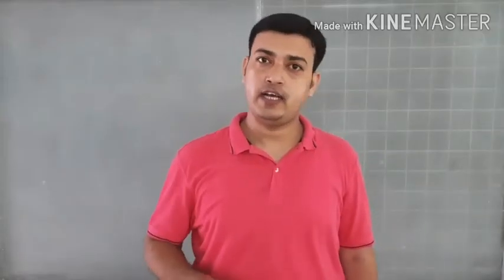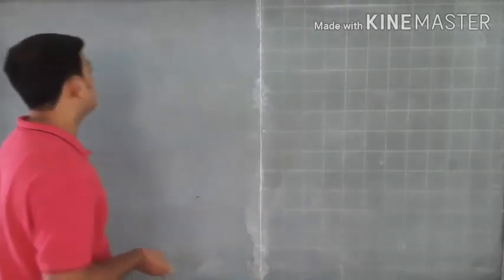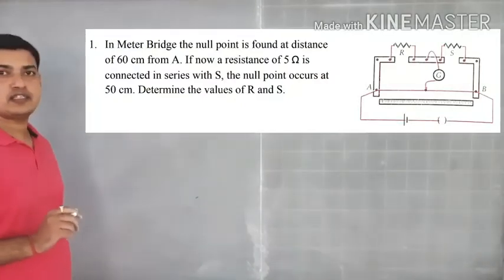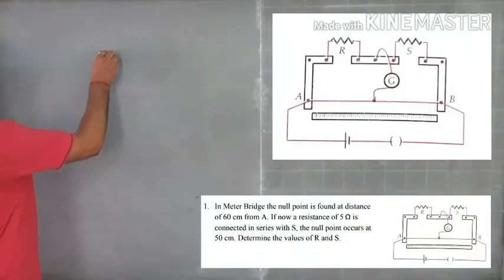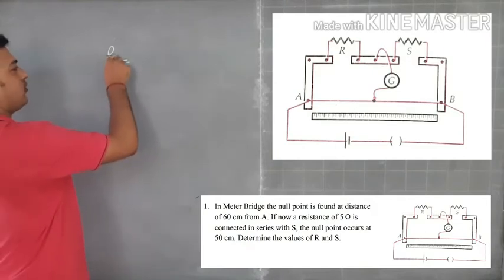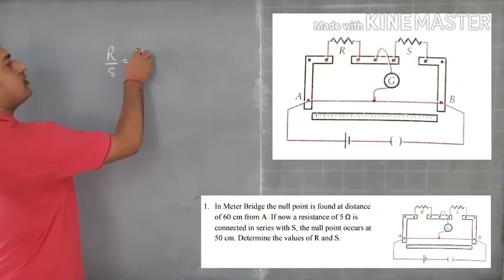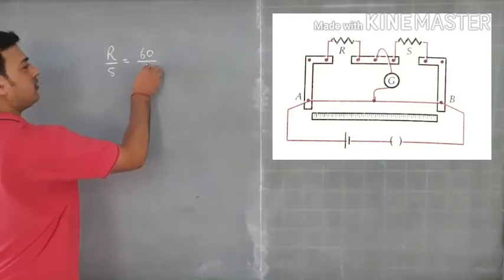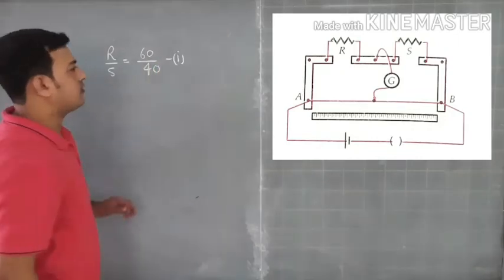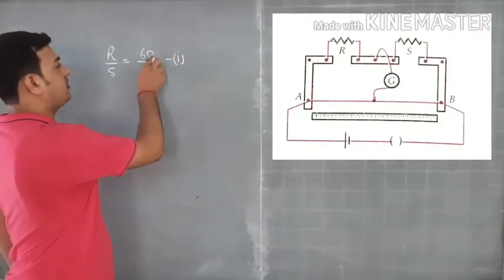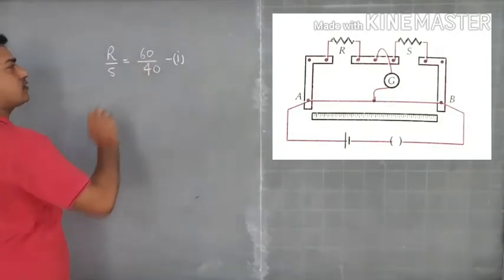Now let us solve a few numerical problems based on the meter bridge. So we will start with the first problem. As per the question, the null point is found at a distance of 60 centimeter. So I can apply the balance bridge condition: the ratio of R to S is going to be 60 by 40, because it occurs at 60 and the remaining length will be 40. This is equation number 1, the present condition, when the balance point is found at a distance of 60 centimeter.